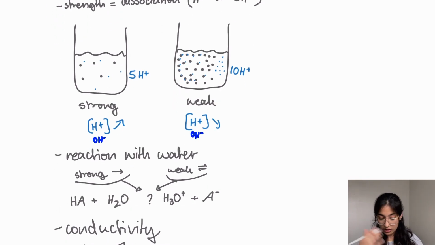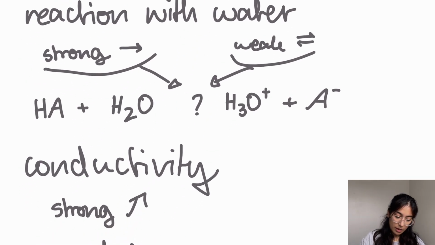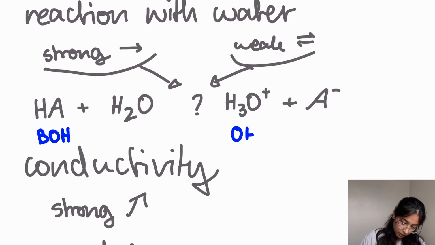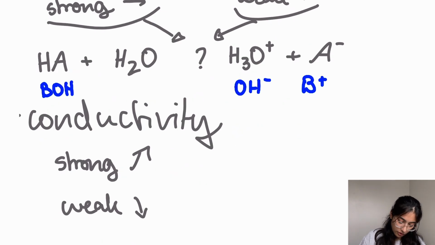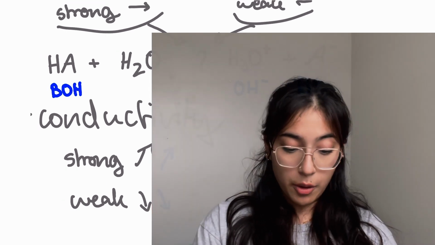Again, strength is not the same thing as concentration, it's exactly the same stuff. Reaction with water, again, we would describe it the same way, except instead of HA, we would have B and OH, and then this would be OH- and B+. Conductivity, exactly the same, so if it's a strong base, then you'll get good conductivity because you'll have lots of OH- ions, and if it's a weak base, you'll have bad conductivity because there's not that many OH- ions. So that's it for properties of acids and bases.